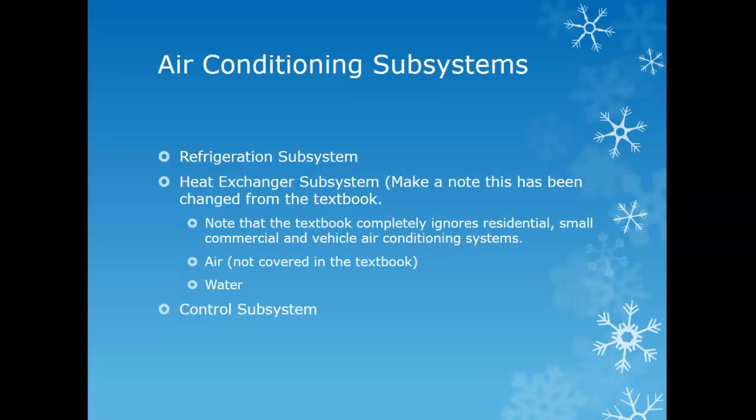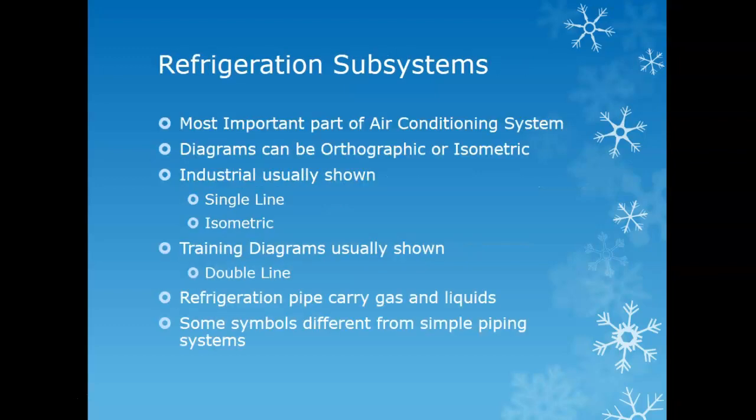Control subsystems, again, that's going to be dealing strictly with a lot of electrical. So refrigeration is the most important part of the ACR. Diagrams can be orthographic or isometric because we're dealing with a lot of piping, right? This is where you typically see piping and hydraulics, pneumatics kind of work together. Why? Because you end up with dealing with a lot of hydraulics, pneumatics, but at the same time you're dealing with having to pipe it all.